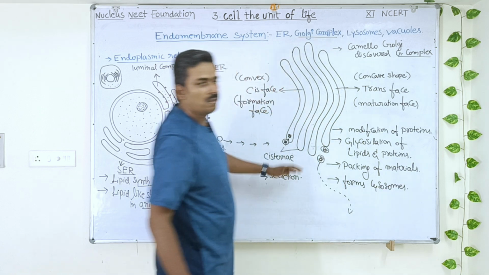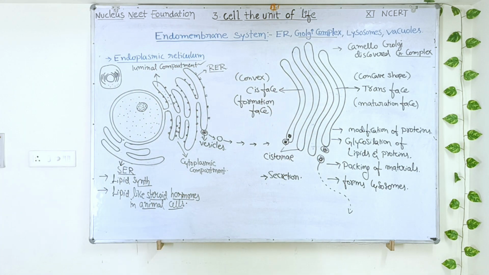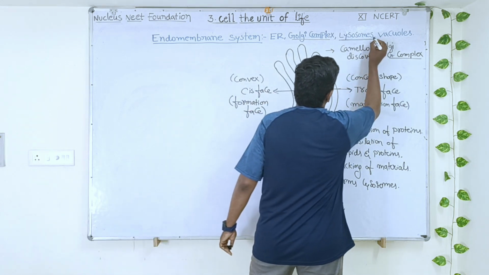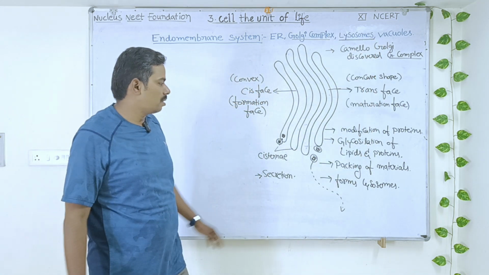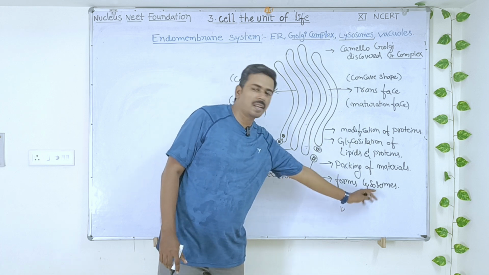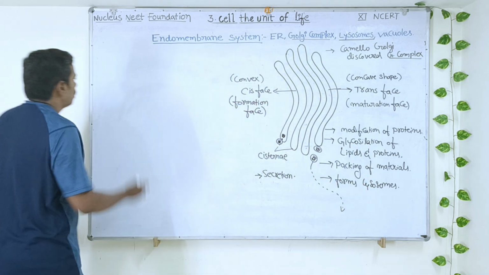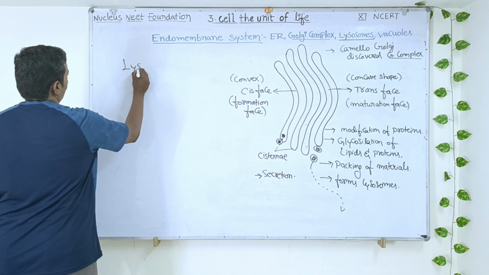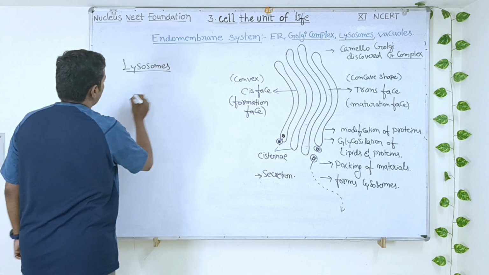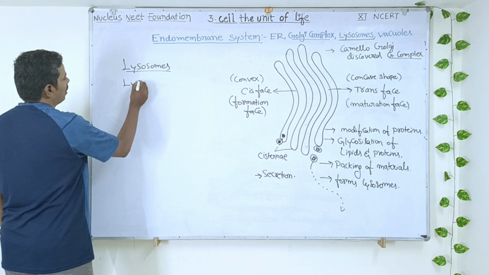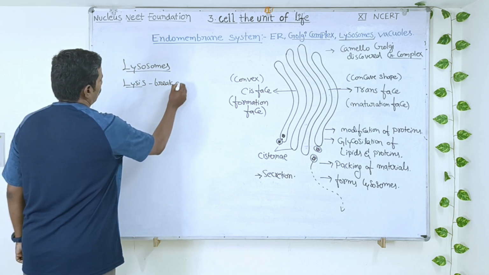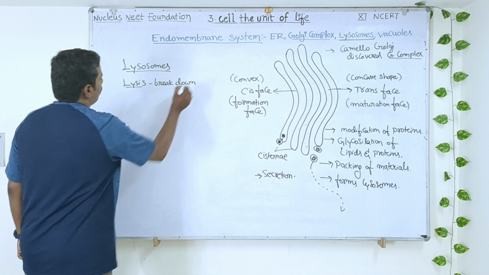So copy down this, students. Now we discuss lysosomes. Just now we have discussed that Golgi complex also gives rise to cell organelles called lysosomes. What are lysosomes? The word lysosomes is derived from a word called lysis. Lysis means breakdown.